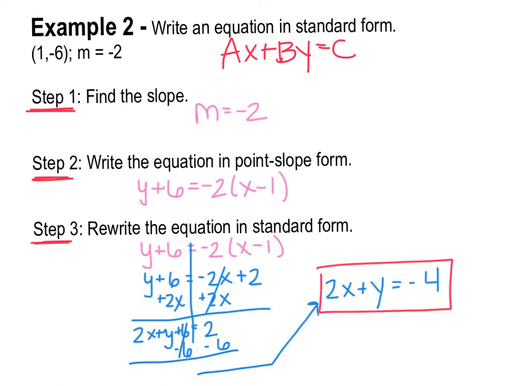Alright, at this time, please make sure you check your work. Step 1, you should have negative 2. Step 2, you should have y plus 6 equals negative 2 times x minus 1. Step 3, you're going to rewrite step 2 and then solve or rearrange, however you'd like to think of it. You're going to have 2x plus y equals negative 4 as your final answer.